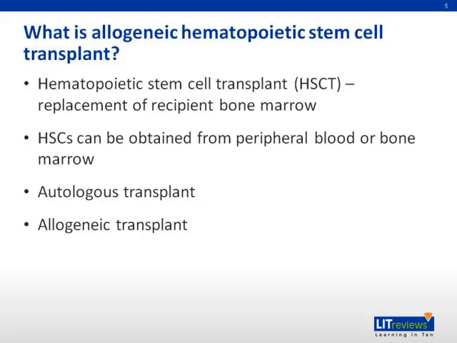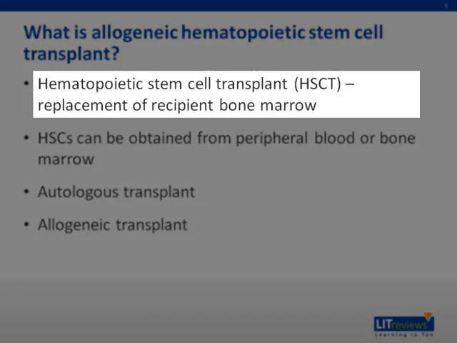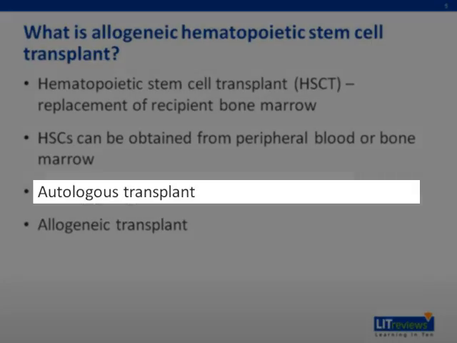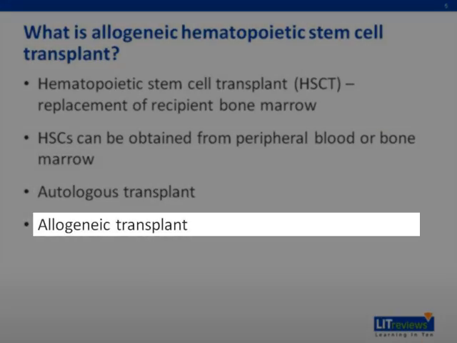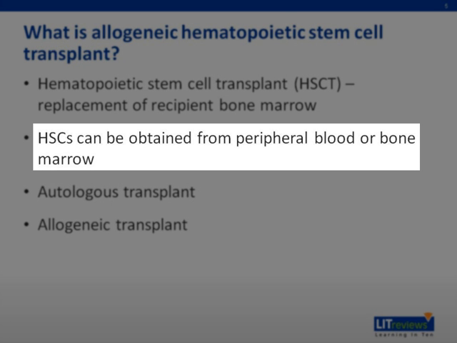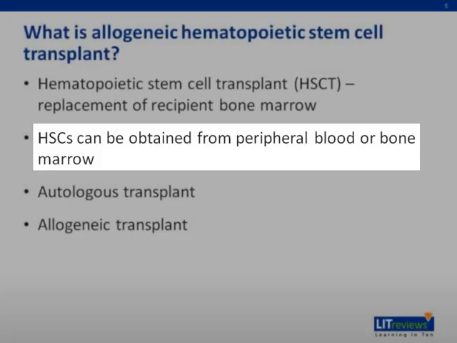To put it simply, hematopoietic stem cell transplant is replacement of the recipient bone marrow with donor hematopoietic stem cells obtained either from an autologous, which is self, or allogeneic, which is a donor other than oneself. These stem cells can be obtained either from the peripheral blood or bone marrow, or cord blood, in the case of an umbilical cord blood transplant.